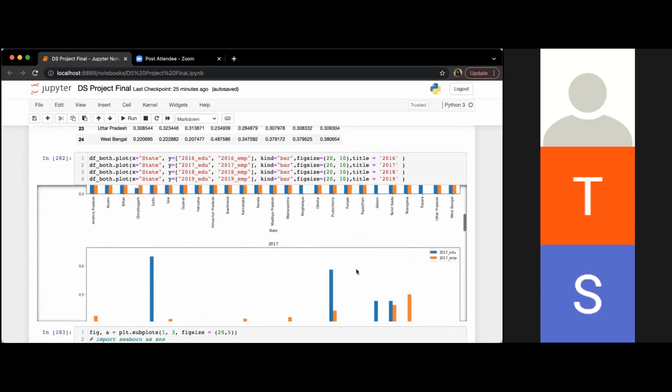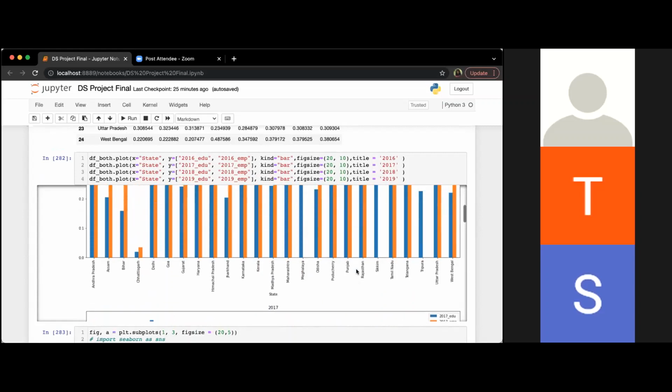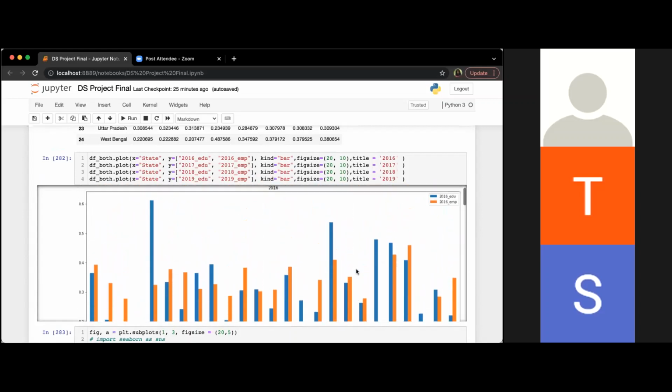Here you can see that Delhi is very high in 2016. Delhi has a pretty high education and comparatively a low employment rate for that year.